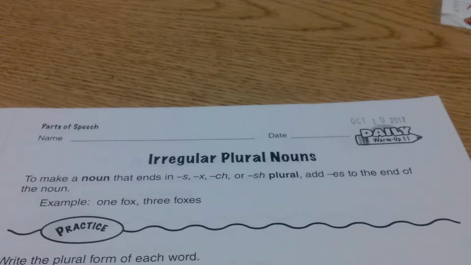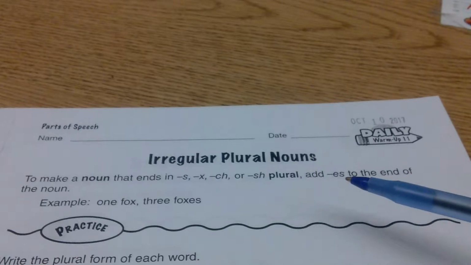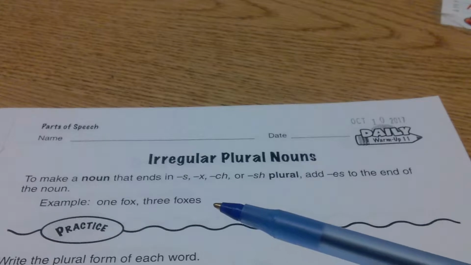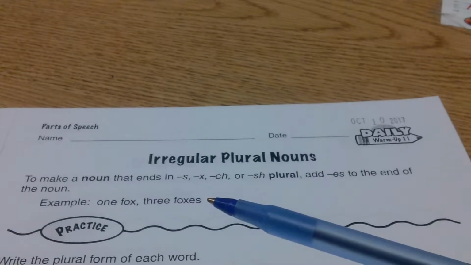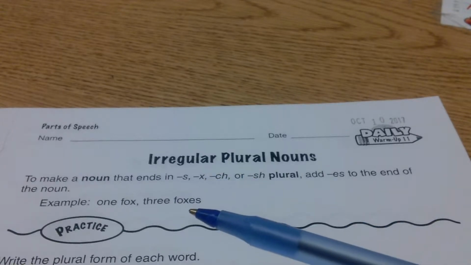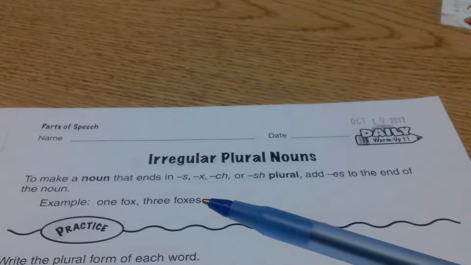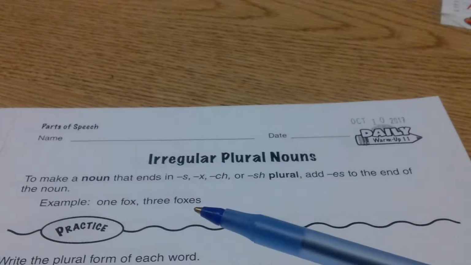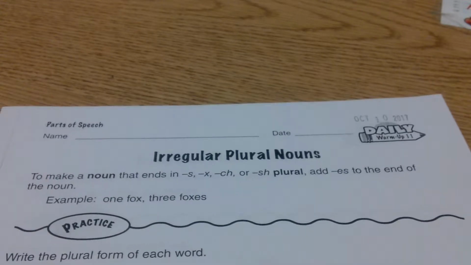You just add S. So for this, it says to make a noun that ends in S, X, CH, or SH plural, you're going to add ES to the end of the noun. And they give you an example. If you're writing about one fox, it's F-O-X, and that's one of these up here. So when you're writing about more than one, like 3 foxes, you're going to add ES to it. Okay, so let's look down here.